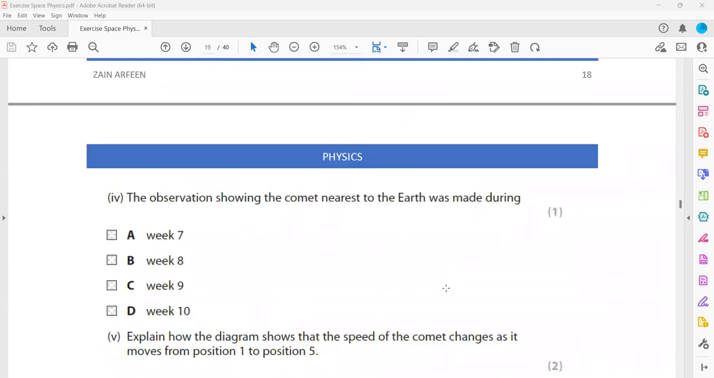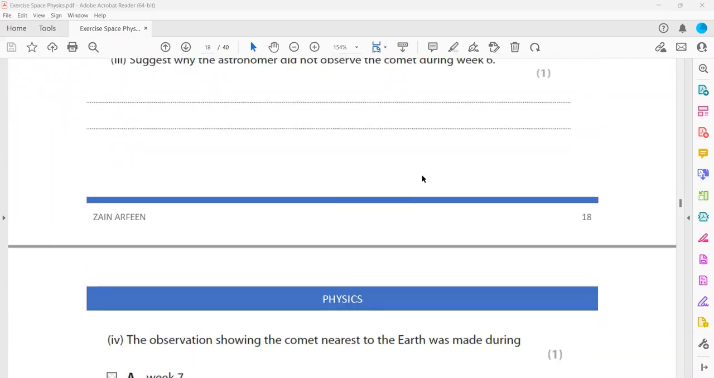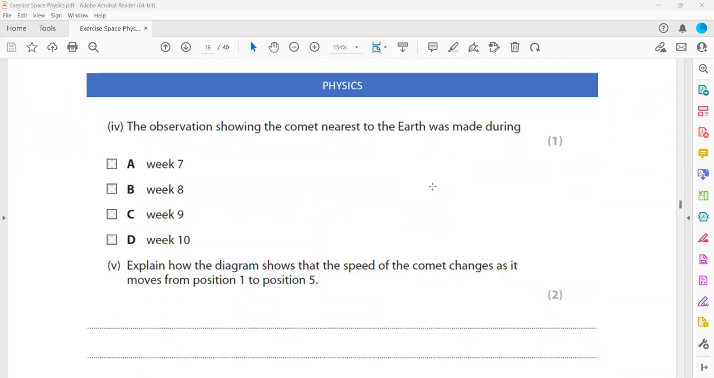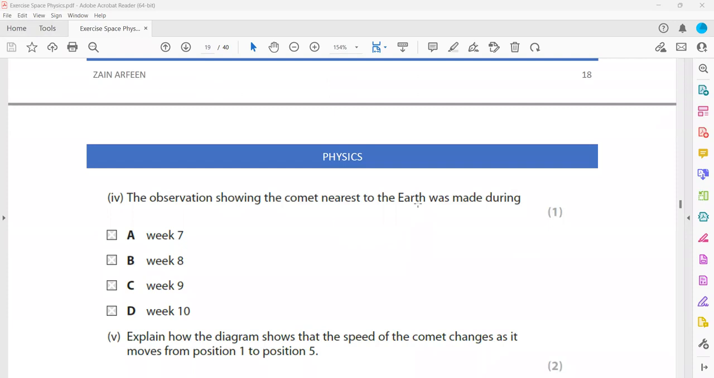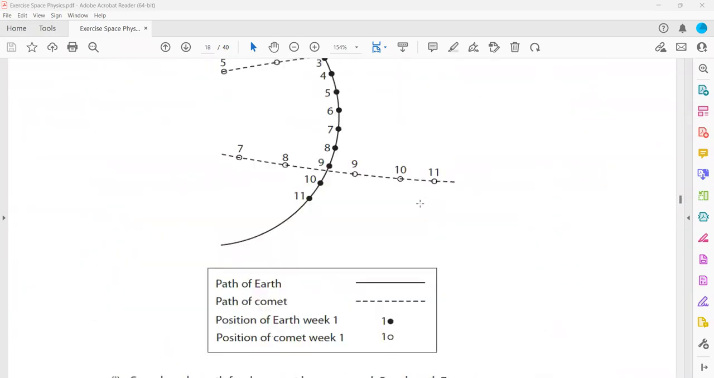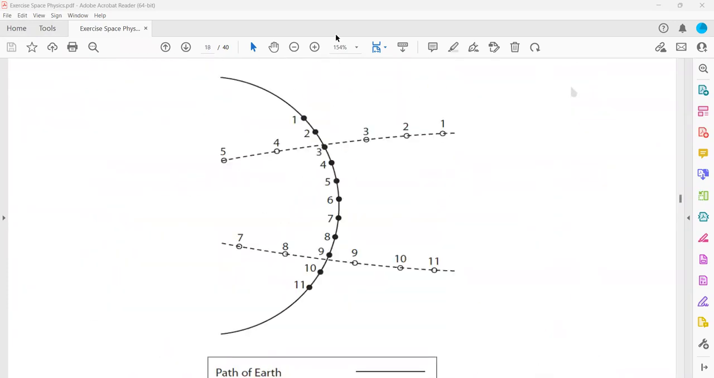The observation shows the comet near to Earth was made during... Yes, it also depends on the position from which you're observing the comet from the Earth. That's true. The observation showing the comet nearest to the Earth was made when? Which position is the comet near to the Earth? Can you identify which week the Earth and the comet are very close to each other? From this figure, you can identify.